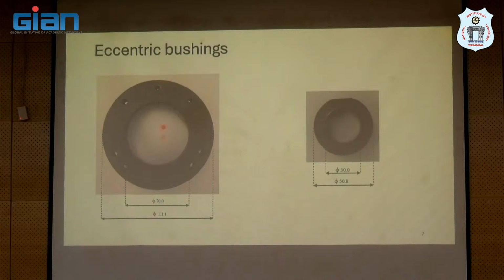Some of them are just for fixing the bushing on the end plate with screws. Okay, the dimensions will be based on the bearing you want to use. So if you know what bearing your motor is supposed to have, then based on that you can decide the dimensions, and the eccentricity severity will determine the offset.